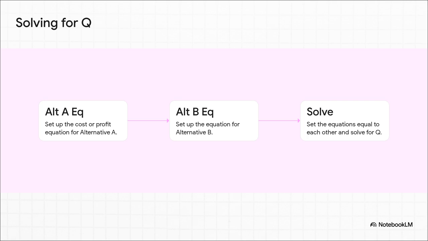And as a quick rule of thumb, if you expect to sell more than Q, you generally want the alternative with higher fixed costs and lower variable costs. Why? Because once those fixed costs are covered, your profits multiply way faster. But if you expect to sell less than Q, play it safe and choose the option with lower fixed costs.